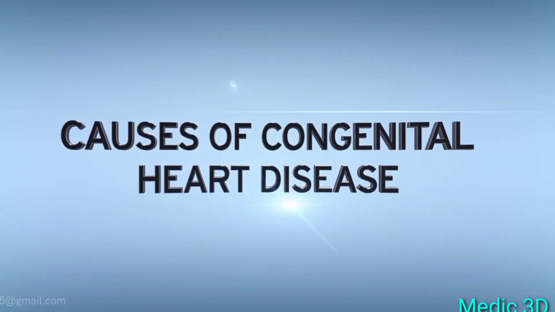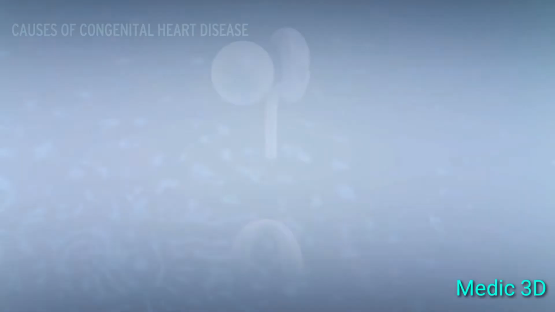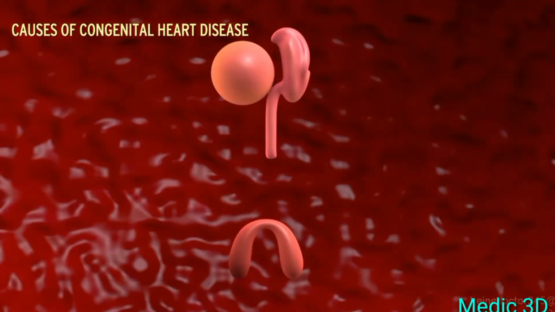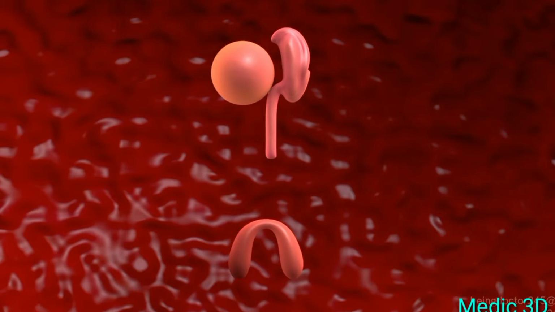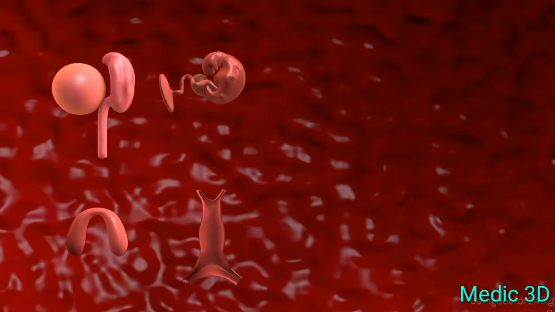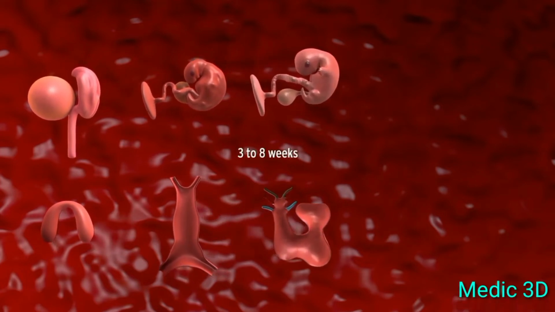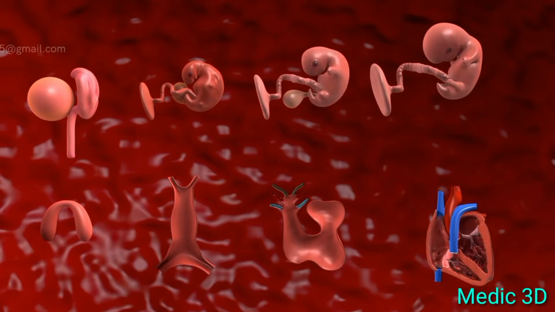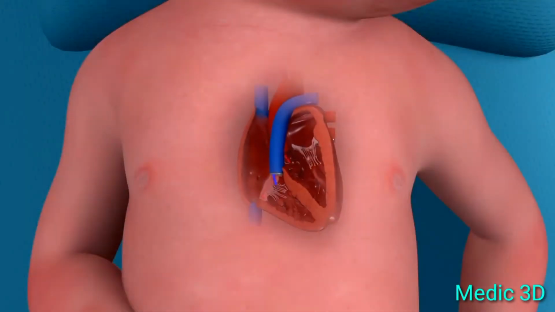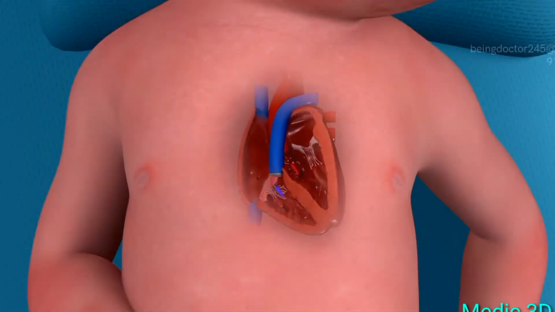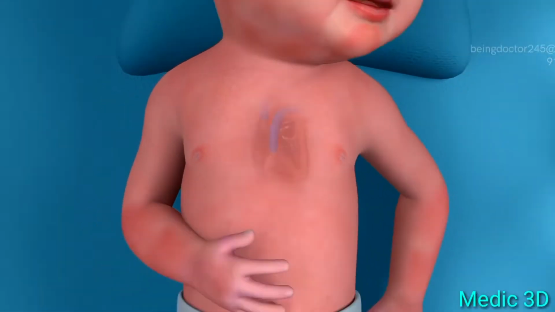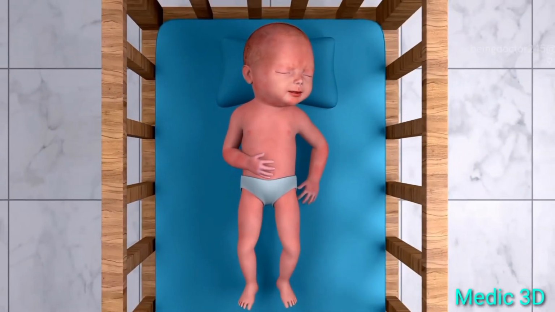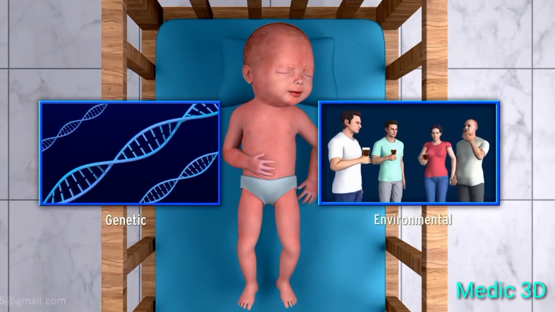Causes of congenital heart disease. Congenital heart disease occurs due to defect in the development of the heart during embryogenesis, during the gestational weeks 3 through 8, the time period in which the formation of major cardiovascular structures takes place. The structural defect interferes with the normal flow of blood through the heart, further also affecting breathing. The cause of congenital heart disease is multifactorial, involving genetic and environmental influences.